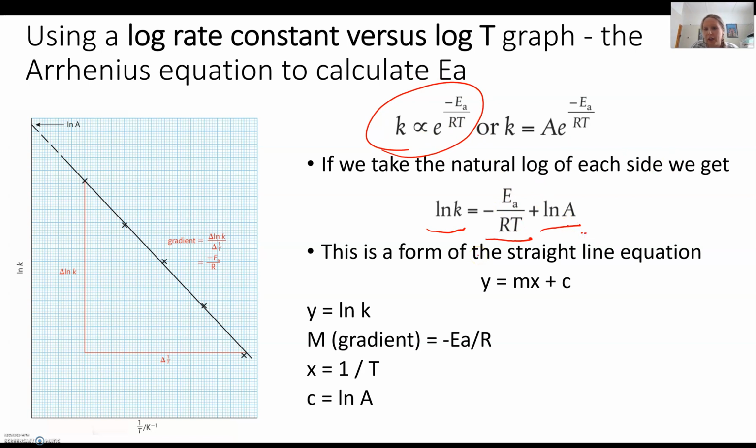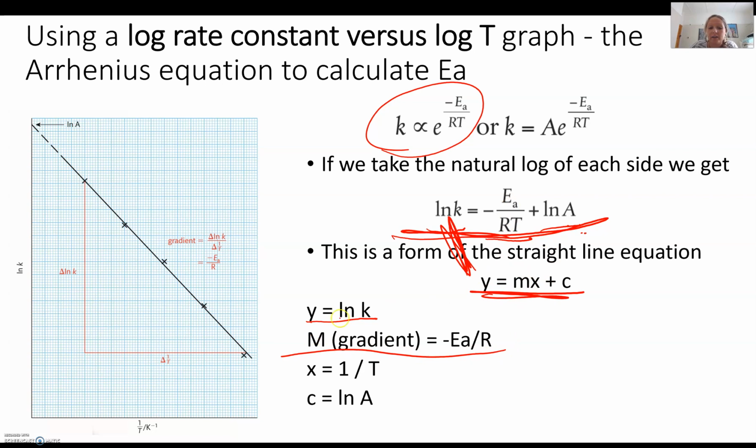You don't have to learn how to derive this. You just need to use this. It's in your data booklet. So we can actually use this. It's actually the same format as your straight line equation, where y equals ln k, okay, where the gradient is negative EA over R.